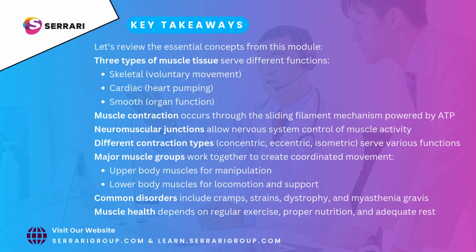Neuromuscular junctions allow nervous system control of muscle activity. Different contraction types, concentric, eccentric, isometric, serve various functions. Major muscle groups work together to create coordinated movement. Upper body muscles for manipulation. Lower body muscles for locomotion and support. Common disorders include cramps, strains, dystrophy, and myasthenia gravis. Muscle health depends on regular exercise, proper nutrition, and adequate rest.